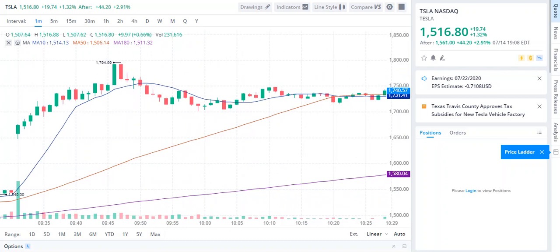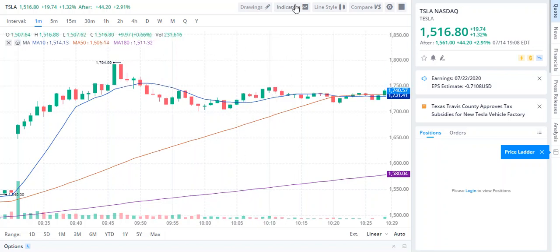Now, as far as using the candles to determine supports and resistance, it's a little bit harder to do that for the short term, or just in general with your SMA, because the SMA does not react to the price as fast as your EMA.